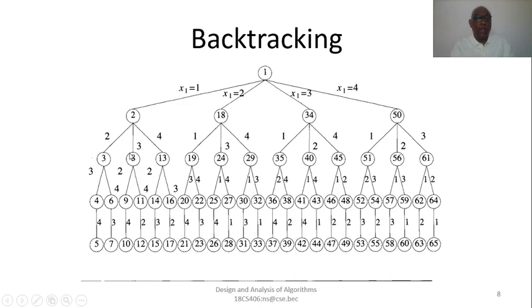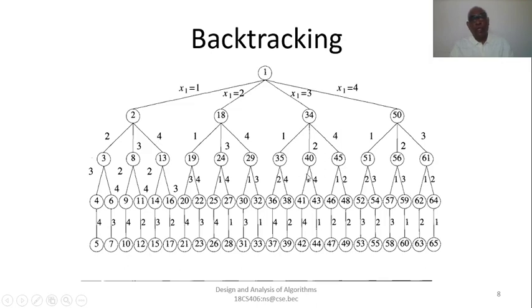Now let's look at node 8. Node 8 represents the problem state where the first queen is placed in the first column of the first row and the second queen is placed in the third column of the second row. And similarly, node 13 represents the problem state where x1 equal to 1 and x2 equal to 4. The second queen is placed in the fourth column of the second row.